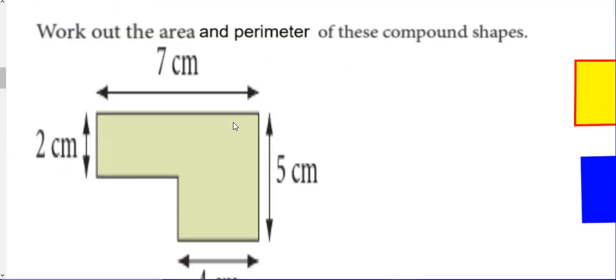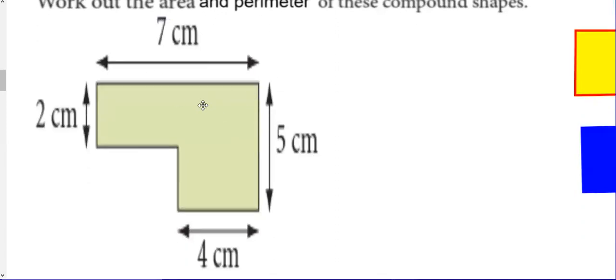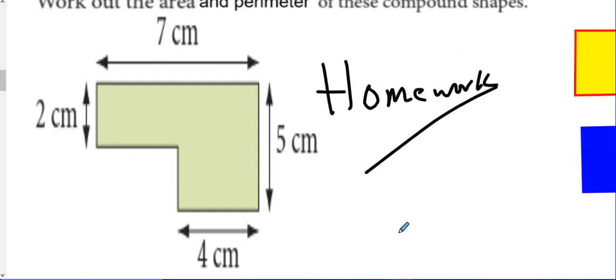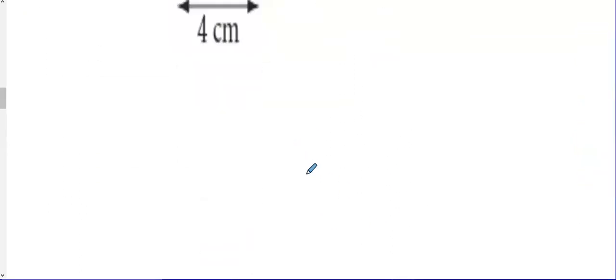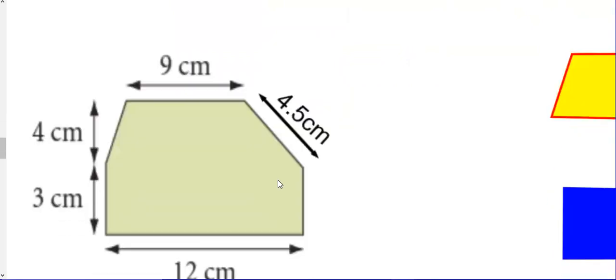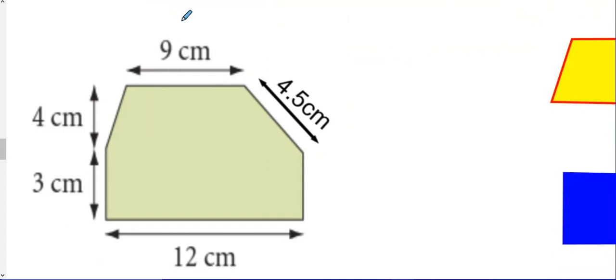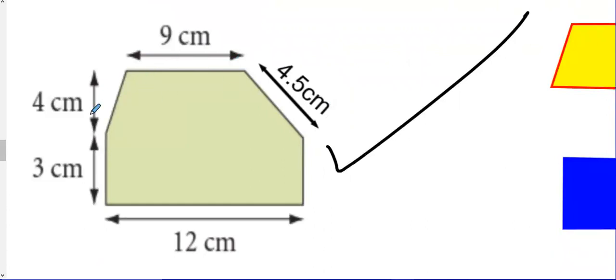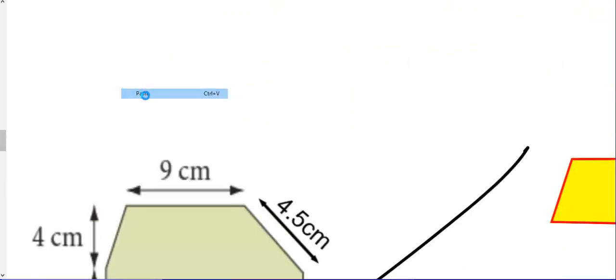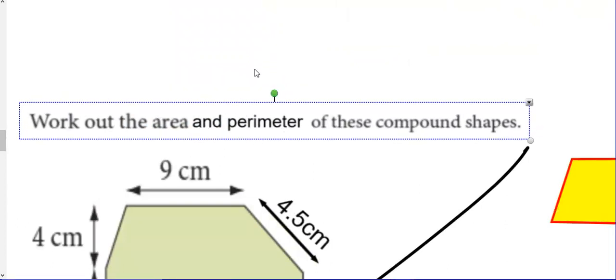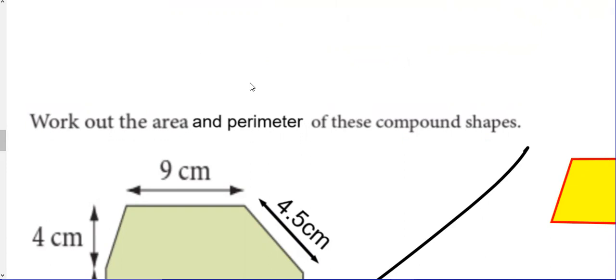Can you see this? Okay. I hope you said yes. So this is your homework. And what will be your homework again? This is your homework. This also is your homework. Do that. What are you supposed to do? Area and perimeter. So do all this. Work out area and perimeter of this compound shape.